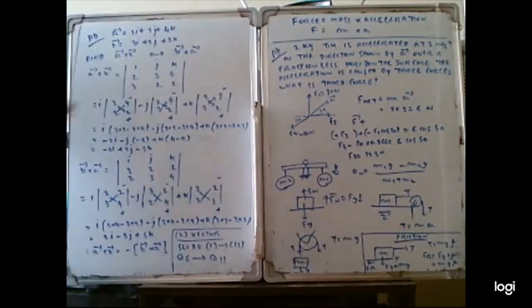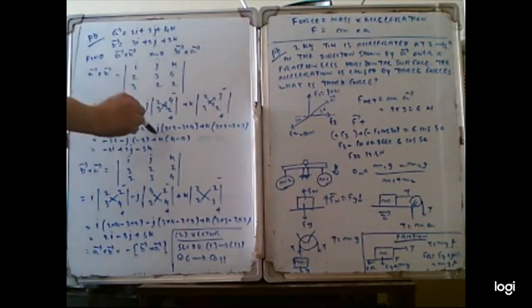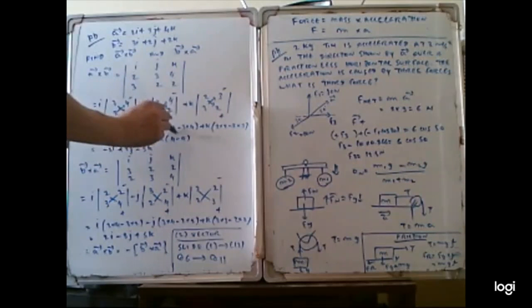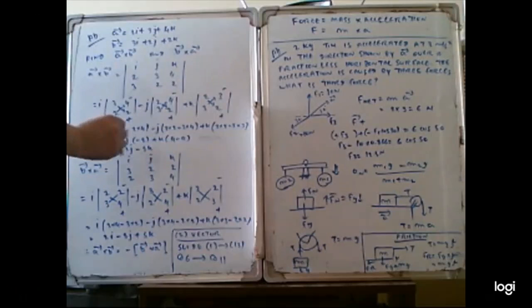And plus k: neglect the whole column and the whole row, so write down 2, 3, 3, 2. This direction is positive, this direction negative. So this is 3 multiply 2 minus 2 multiply 4, minus j, 2 multiply 2 minus 3 multiply 4, plus k, 2 multiply 2 minus 3 multiply 3. So finally it will be minus 2i plus 2j minus 5k.